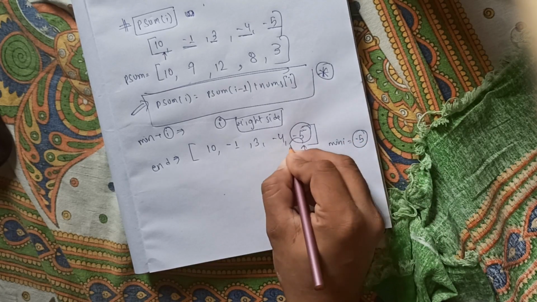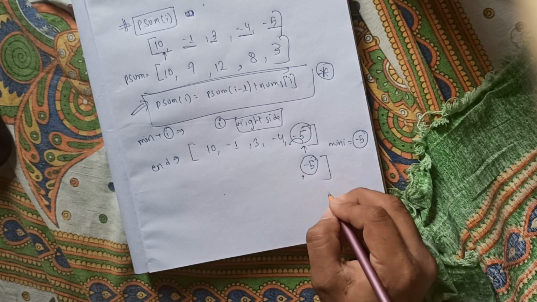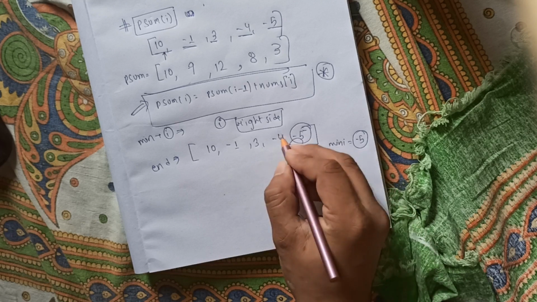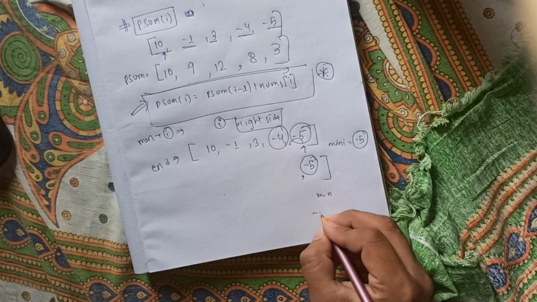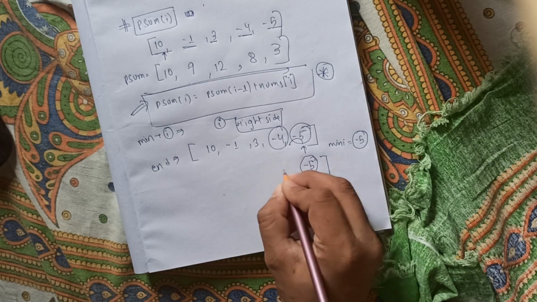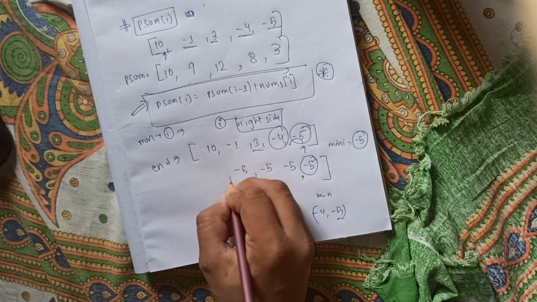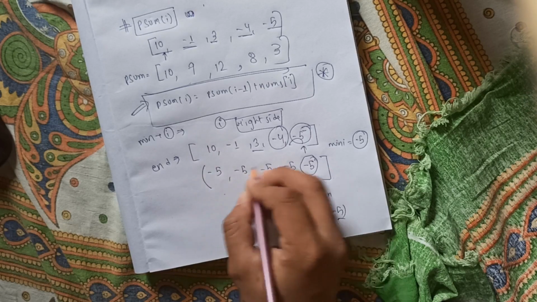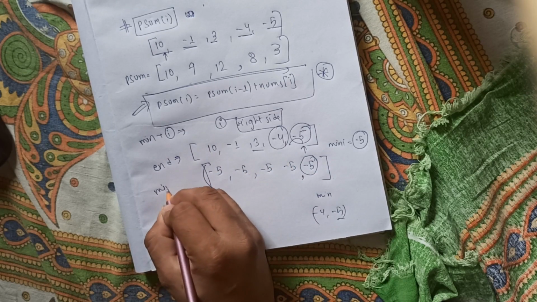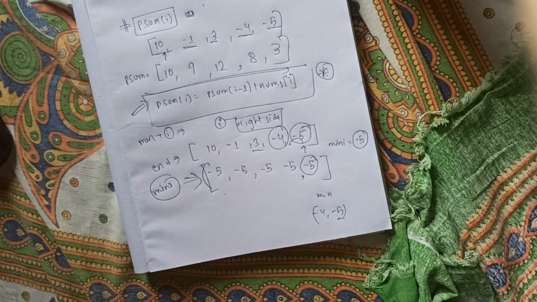And you will keep moving further and see what the minimum is. I hope you know how to find the minimum. The minimum of -4 and -5 will be -5 again. At this point also -5. At this point also -5. At this point also -5. So the mini array would look something like this.